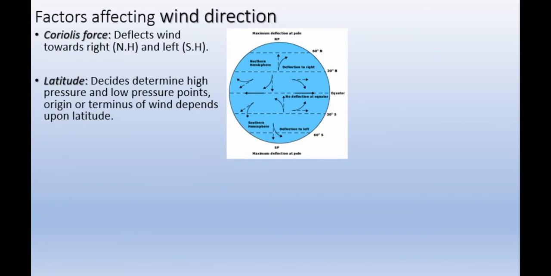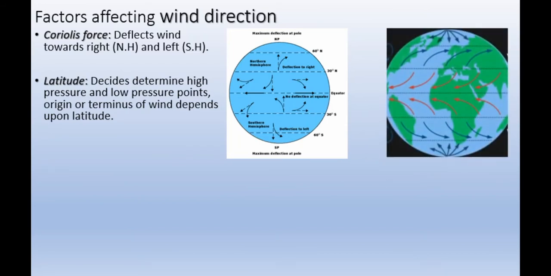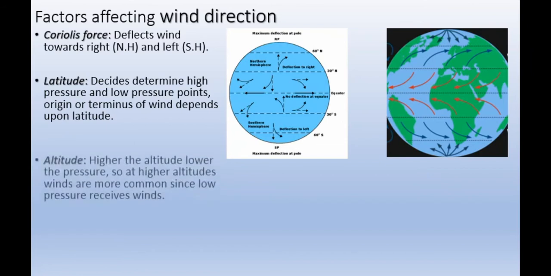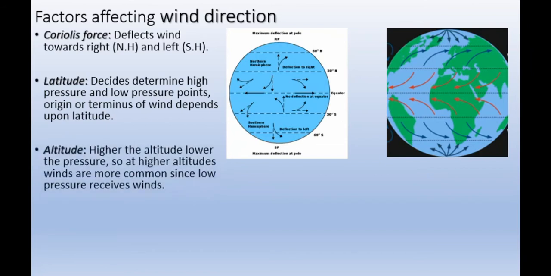Also you can see another factor, latitude. Latitude determines the high pressure and low pressure points. The origin and terminus of wind depend upon the latitudes. Wind directions are determined by high pressure and low pressure points. In the equatorial region you can see a low pressure center, and you move towards the temperate region and frigid zone. In the polar regions there is pressure variation. The polar region creates high pressure, the equatorial region creates low pressure. According to that, the wind direction also changes.